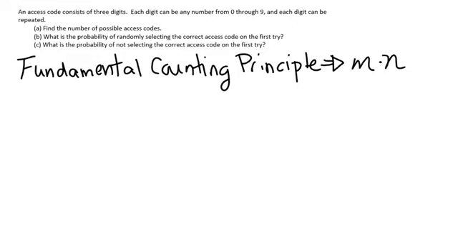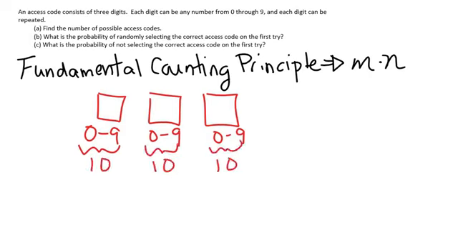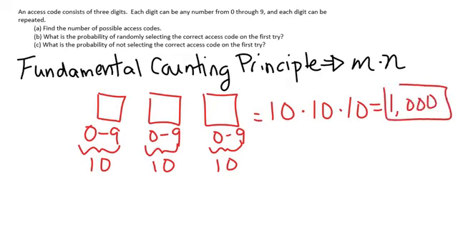In this problem, we have 3 digits. Each digit can be 0 through 9. So that's a total of 10 options for each digit. So using the fundamental counting principle, we would find 10 times 10 times 10, which is equal to 1,000. So the number of possible access codes is 1,000. We're going to use this in Part B and Part C.